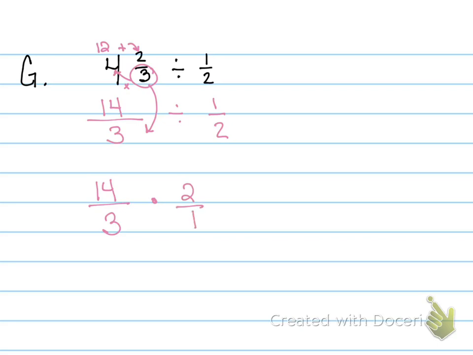Now we're going to multiply straight across. 14 times 2 gives us 28 and 3. Now, we've got to ask ourselves, can this simplify any? Is there anything that can go into both? Well, 28 is not divisible by 3 as a whole number. So this is our simplified improper fraction answer.